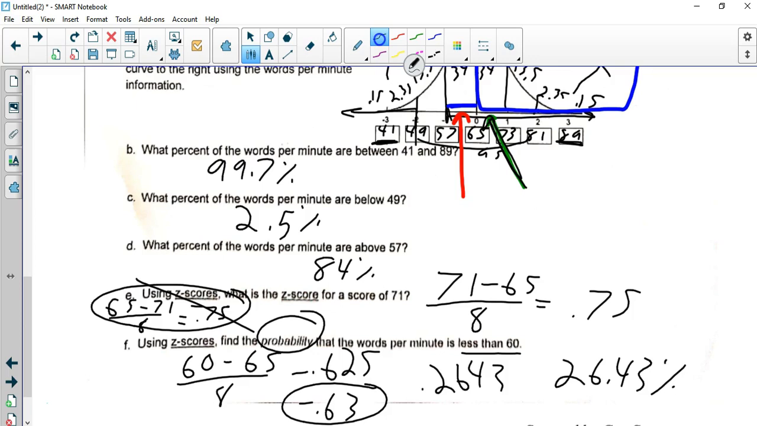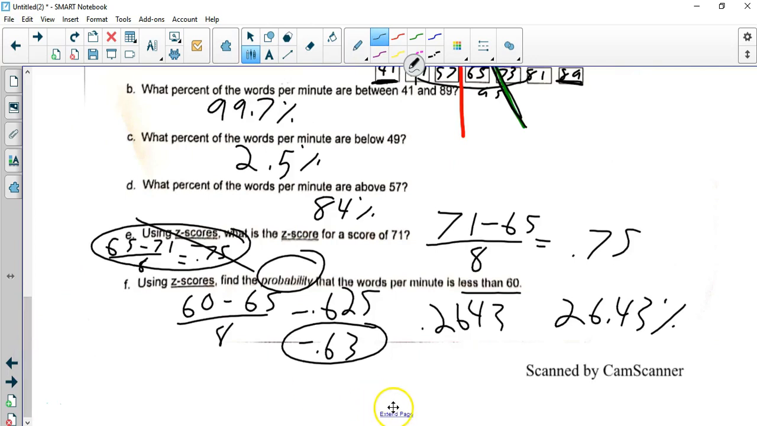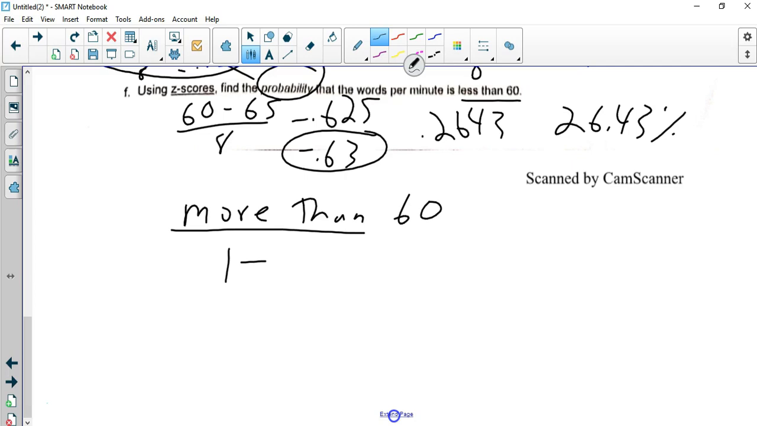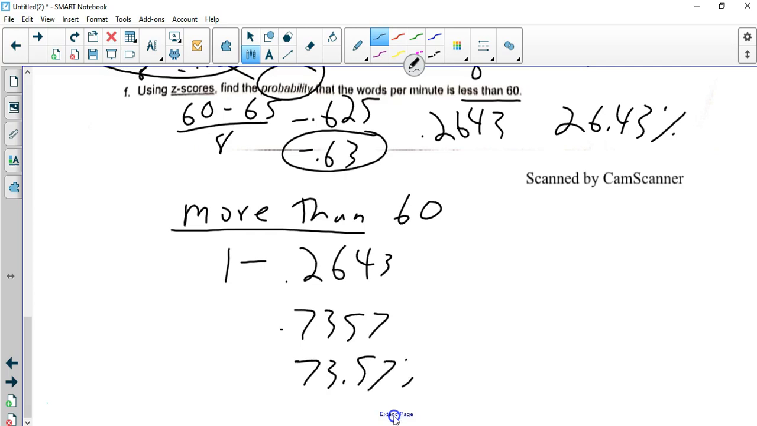And one more little bonus. Remember, if this would have said, instead of less than 60, more than 60, as soon as you see more than or to the right or greater than, you're going to write 1 minus immediately. Then you put in the area 0.2643, and then you take your calculator and you do 1 minus 0.2643, and you get 0.7357 or 73.57%. Okay? So just think about it. Anytime it says to the right, you do 1 minus. And there you go. That's it.